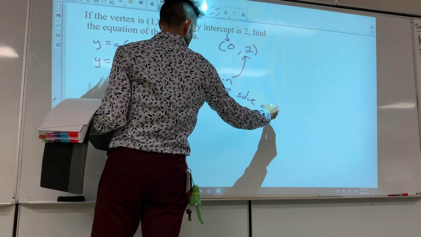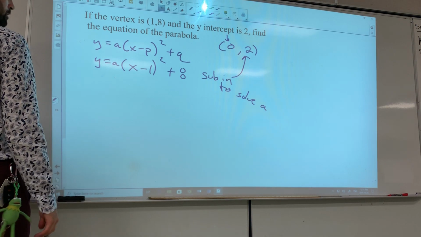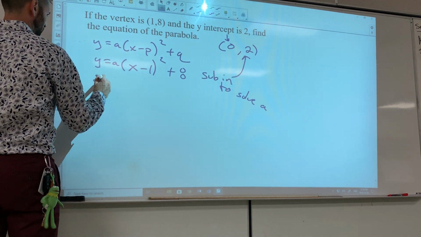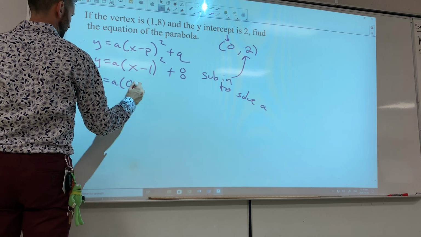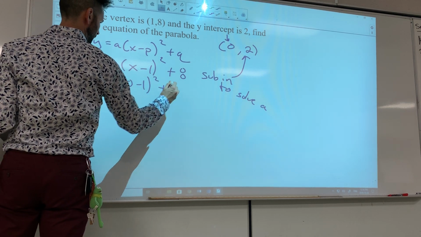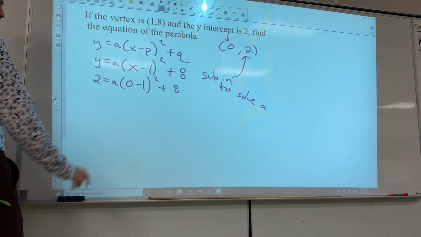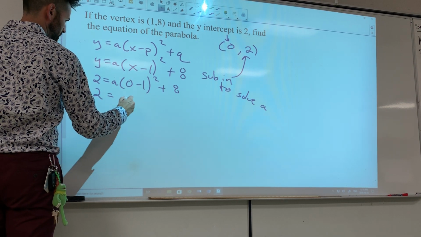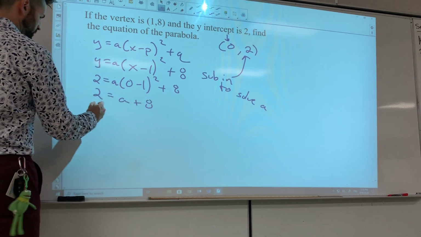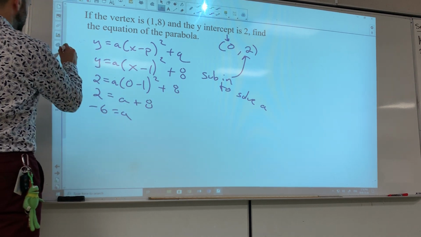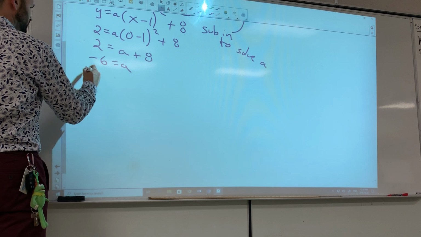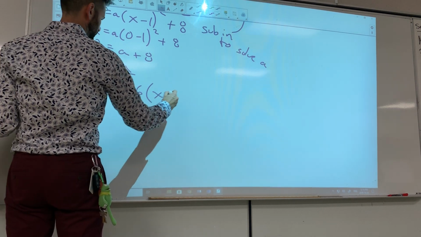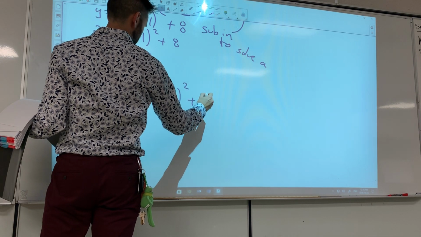Okay? So really, there's nothing new in this question. So for x, I'll plug in 0. For y, I'll plug in 2, and I'll solve for A. All right. So 0 subtract 1 squared is 1. So you get 2 equals 1 times A, which is A. Subtract 8 from both sides. We get -6. And then just rewrite your equation. And I know I'm going fast. I'll leave it up because I think this is the last thing.